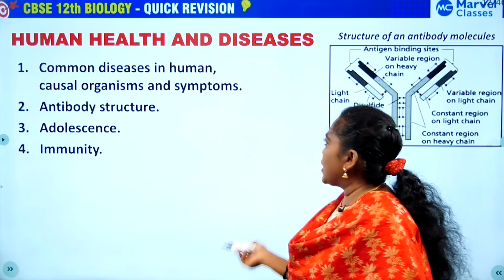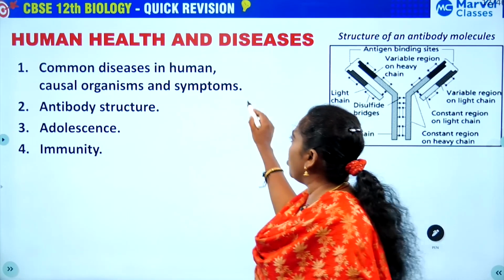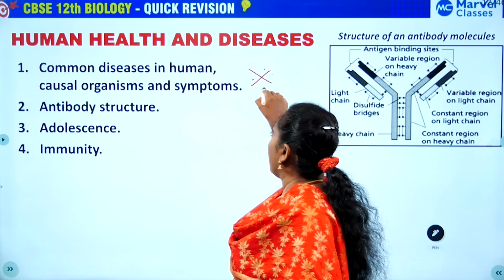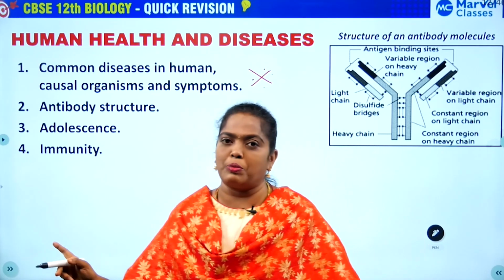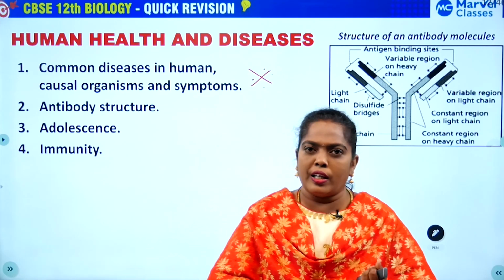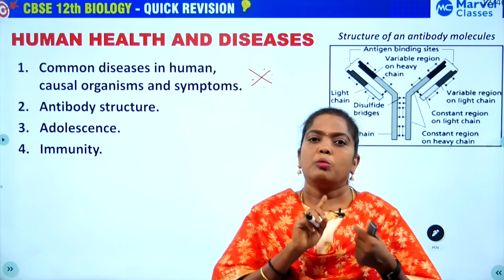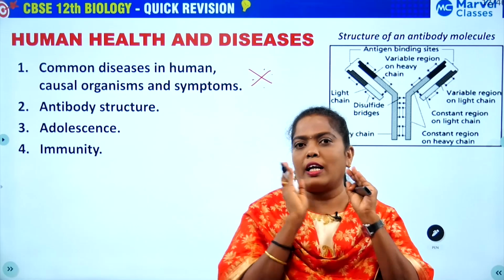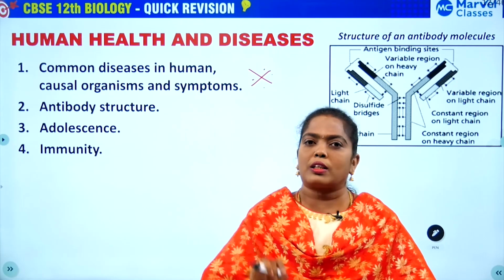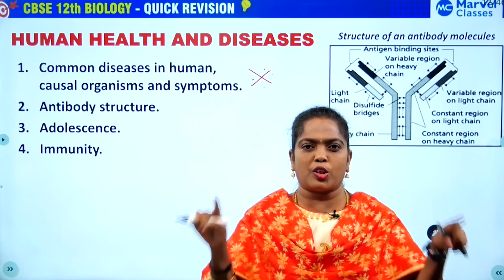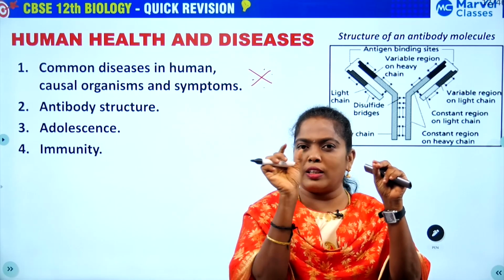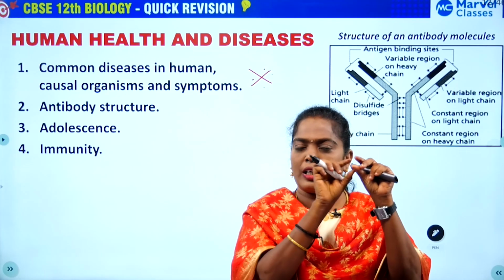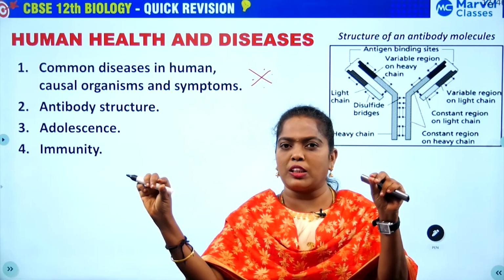Then the next chapter, human health and disease. Here you have to learn about all the common diseases in humans, their causative organisms and the symptoms. You can split them into bacterial, viral, fungal, helminth and protozoan, and try to remember the names. If possible, just write the name of the disease, the causative organism, and the symptoms alone.